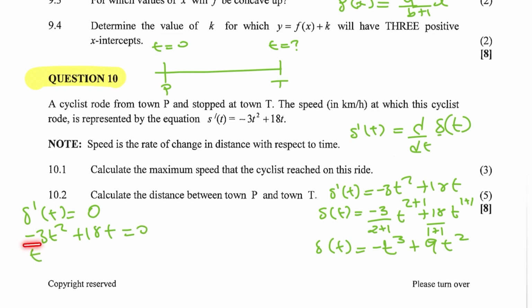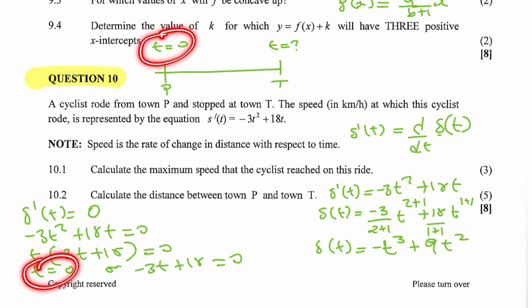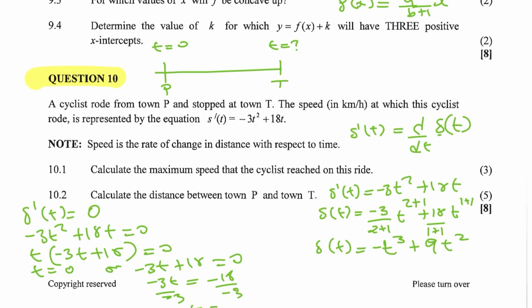This is purely algebra. You just factor out the common factor, which is t. So we're going to have t times minus 3t plus 18 is equal to 0. So you can see t is equal to 0 or minus 3t plus 18 is equal to 0. We already know that t is equal to 0 at P. And then we have negative 3t is equal to negative 18, divided by negative 3 on both sides. So t is equal to what? 6. So we know now that it happened after 6 hours.